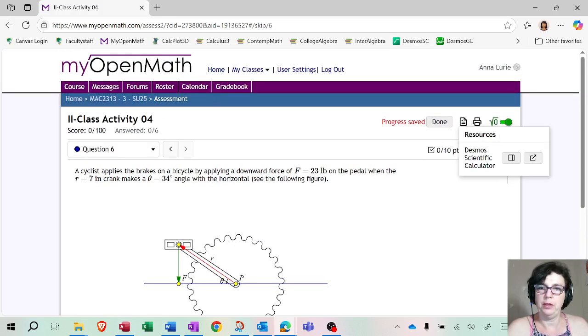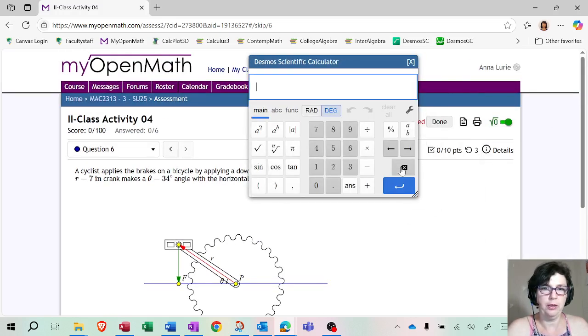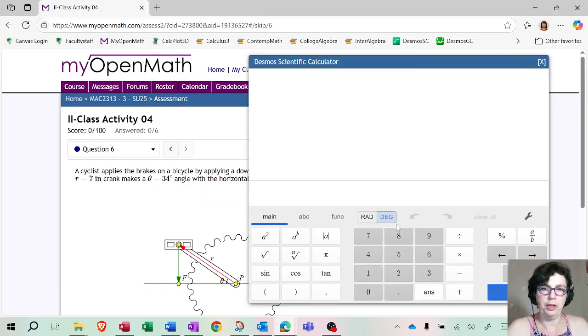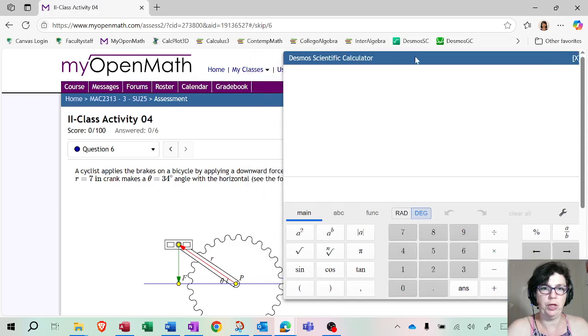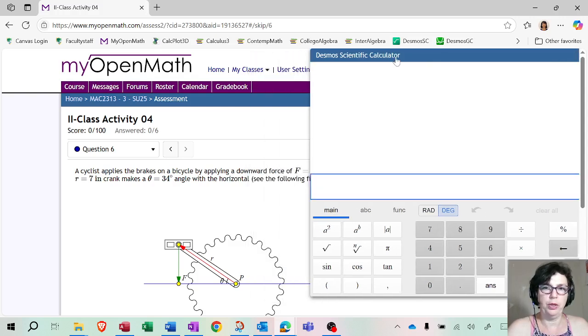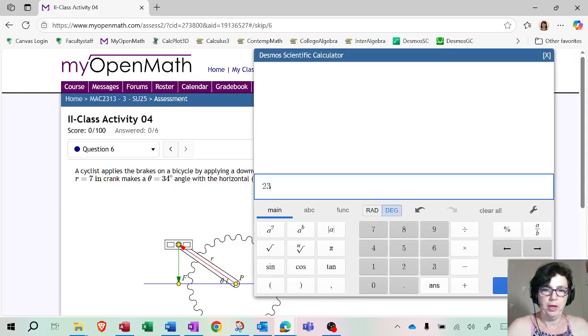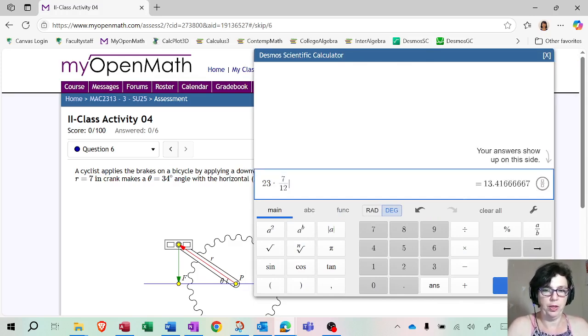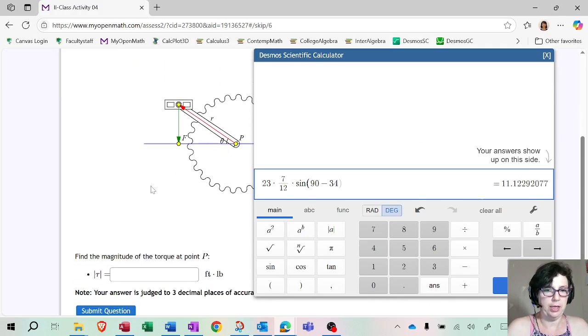Okay, so let's go ahead and see if we can substitute that into the calculator. So let's open under resources, Desmos calculator. Make sure the calculator is in degrees because that's what we're going to use here. So we want to put the force, so 23, multiply that by 7 over 12, and multiply that by sine of the angle 90 minus 34. So whatever that is, that's going to be our answer.